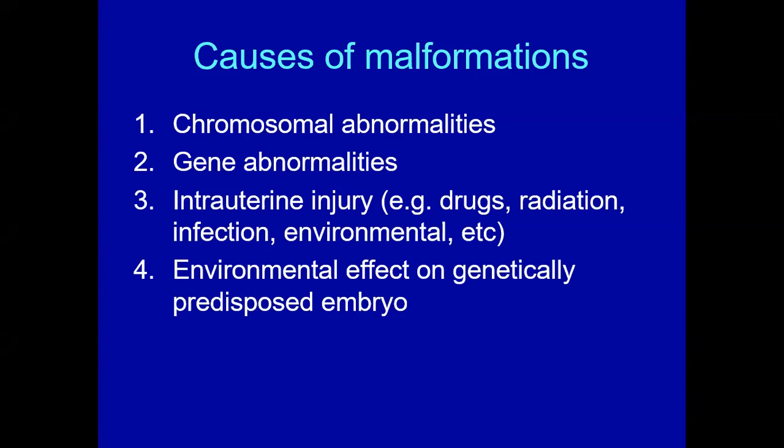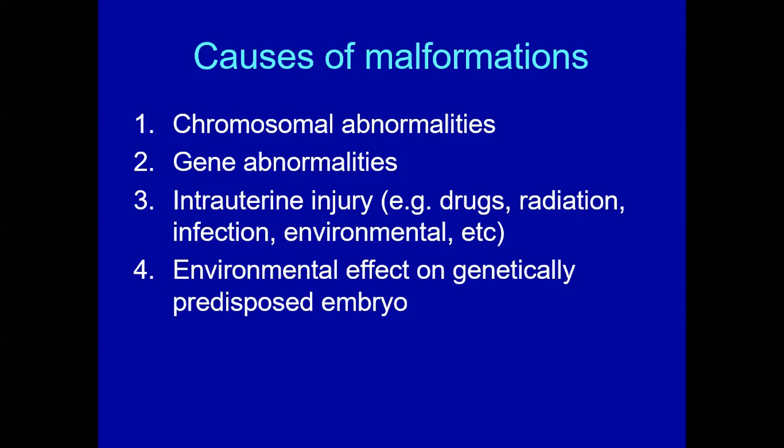What are the causes of malformations? First of all, chromosomal abnormalities: addition or deletion of chromosome number, called trisomy or monosomy. These are related to autosomal disorders, and also sex chromosome abnormalities, called Turner syndrome and Klinefelter syndrome. Then there are gene abnormalities.